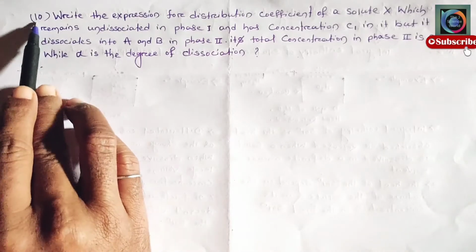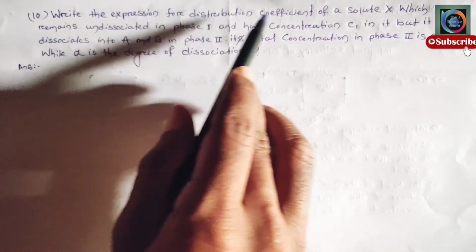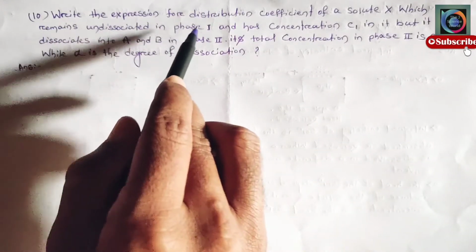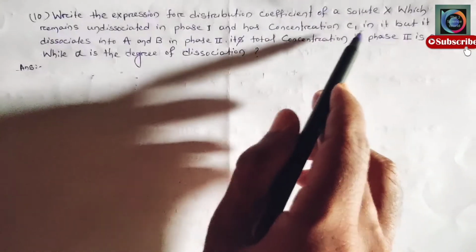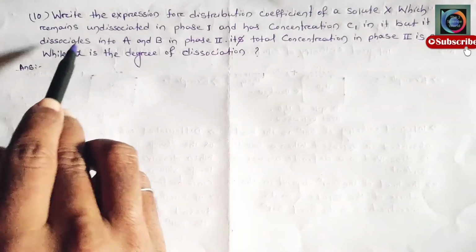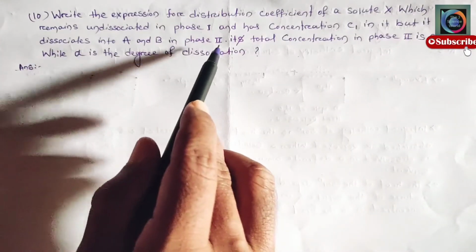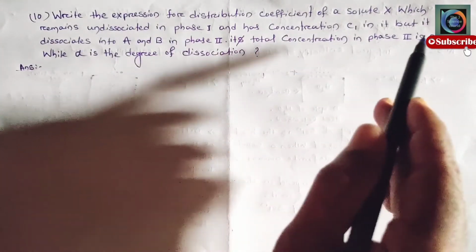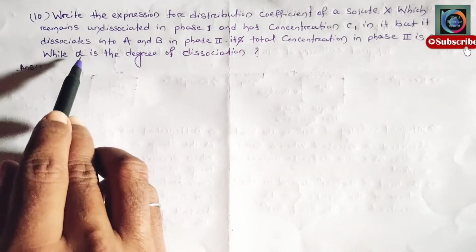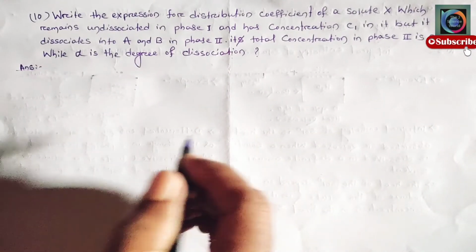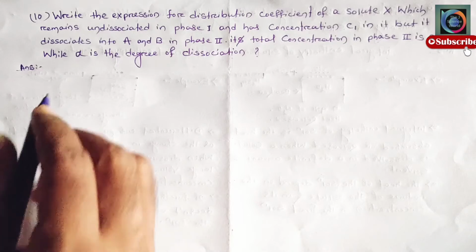Well, this is our question number 10. Write the expression for the distribution coefficient of a solute X which remains undissociated in phase 1 and has concentration C1 in it, but dissociates into A and B in phase 2. Its total concentration in phase 2 is C2, while alpha is the degree of dissociation. Let's understand and solve this question.